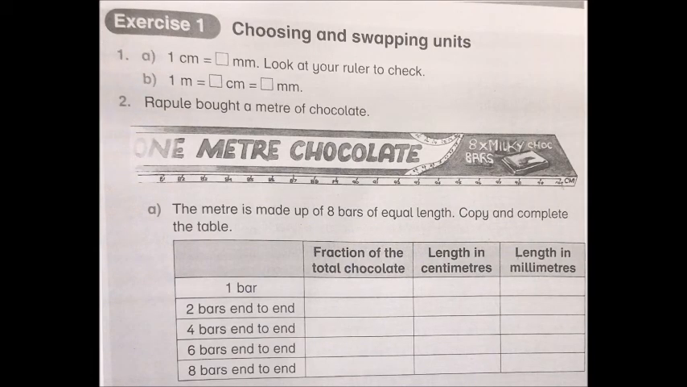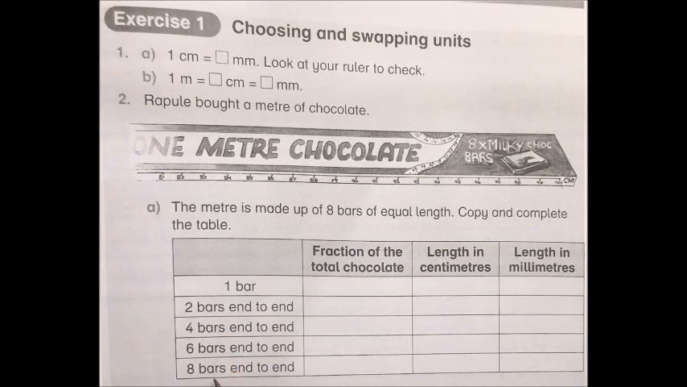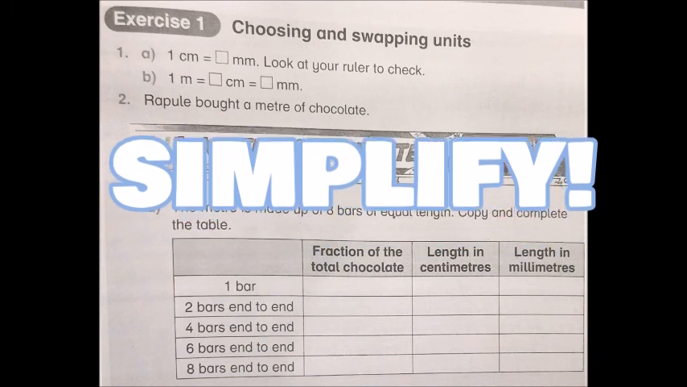Now they ask you at number A to copy and complete the table. You have been given this table, so you can just paste it in your books at number 2. And then it's important to note that they've divided it into 8 bars of equal length. For the first column, you have to write the fractions. So if you have 1 bar out of the 8, what will be the fraction? 2 bars out of the 8, 4, 6, and then 8 in the end. Please remember, when you have to write fractions, you must simplify as far as possible.